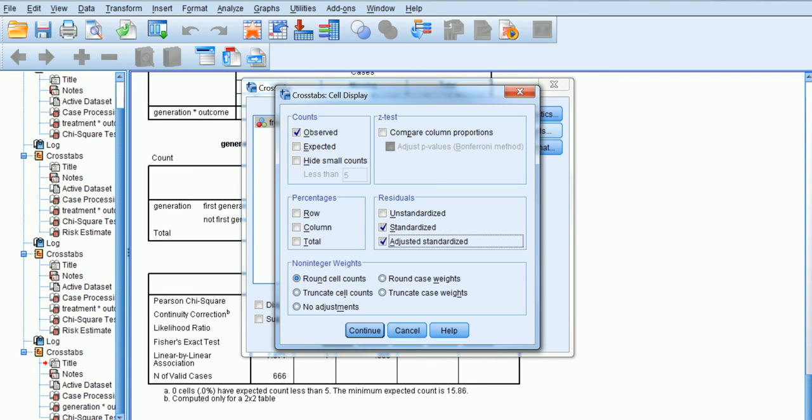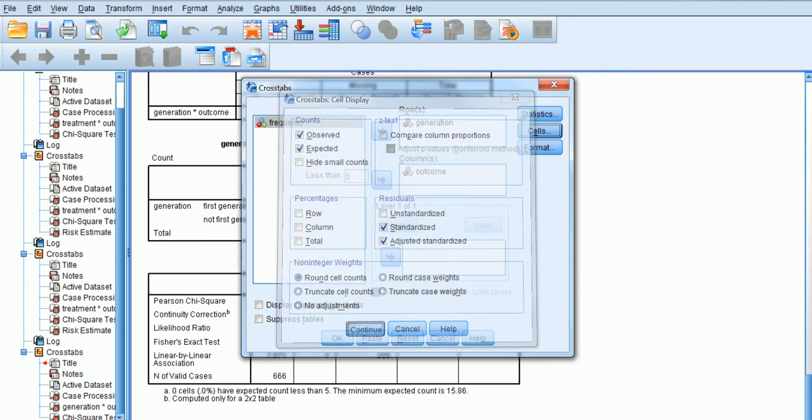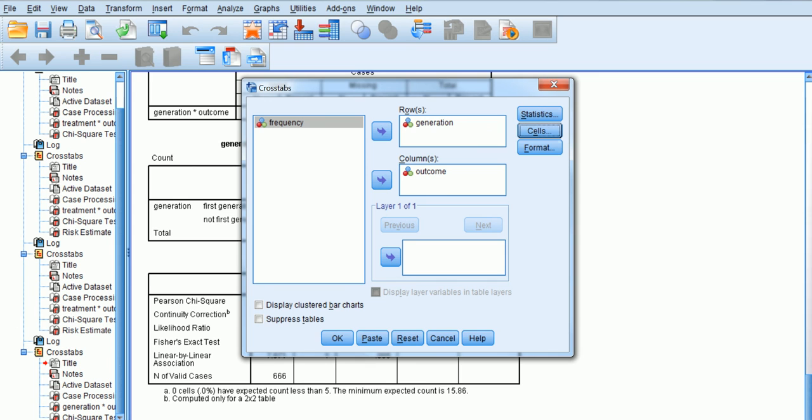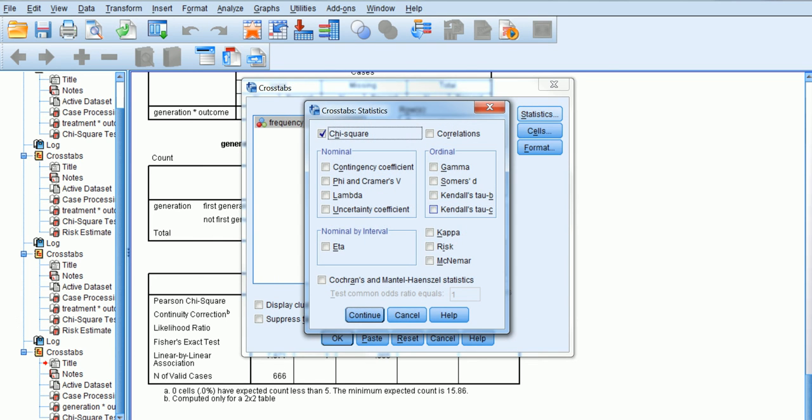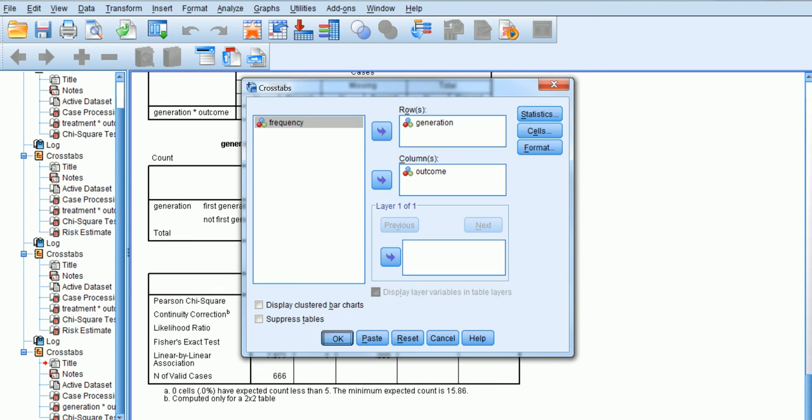Those will give us an idea of where we have deviated from what would be expected under a situation where these two variables were independent of each other. We could also ask for the actual expected values for each cell in the design as well. While we're at it, since we have a significant chi-square, we probably will want to also interpret the odds ratio and the relative risk. So we'll ask for the risk. We click OK, and it will run the analysis again.